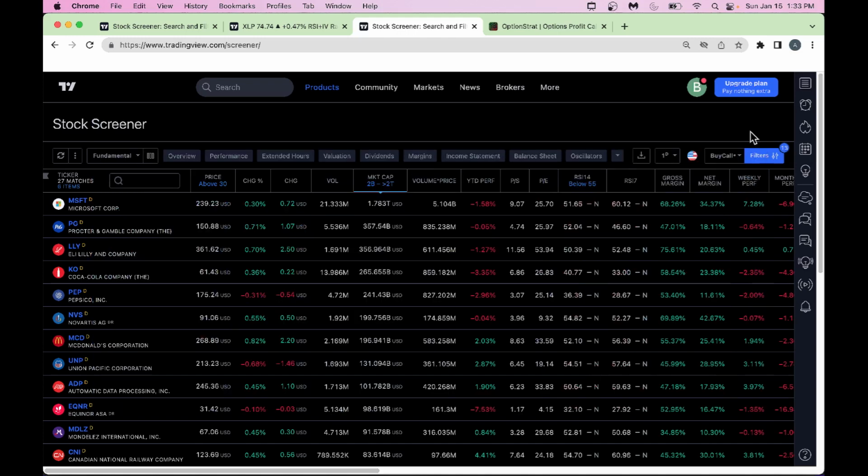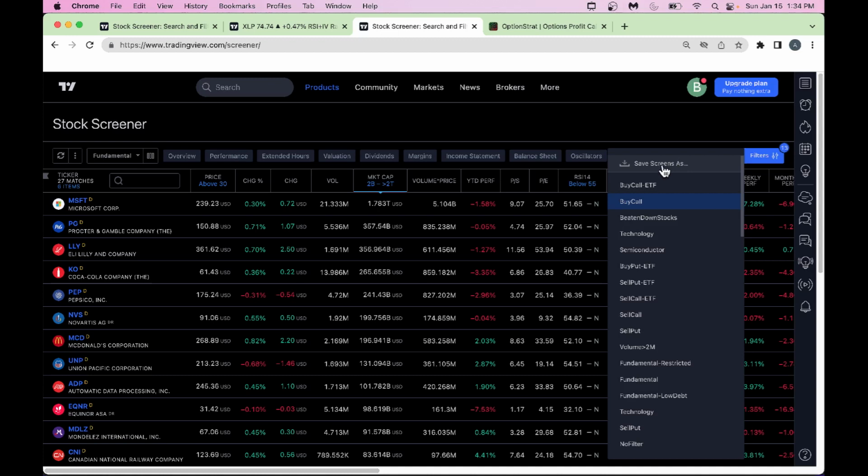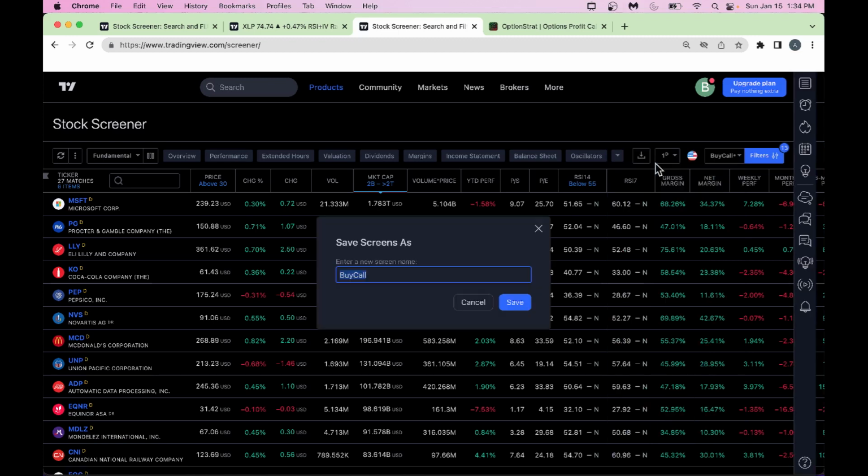Once you're done with your criteria, look, TradingView has got a lot of subtle features. It might take some time for you to get used to. Because we changed our filter, TradingView puts an asterisk right here, or a star, that tells you, hey, you changed your filter. If you want to save the filter, go ahead and save it. In TradingView, to save the filter, you could click here and just go to this option here, save screen as, and I got my buy call option here.